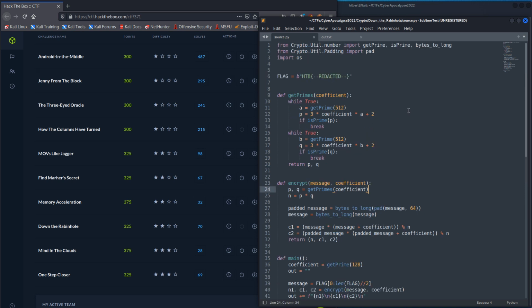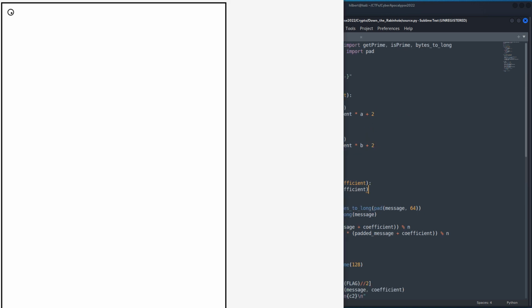So what I want to show is if we look at how P and Q are made, P is equal to 3 times, let's just call it capital P sub 1 for just some random 512-bit prime, times the coefficient, which we know is 128 bits. Q is the same thing. It's a different 512-bit prime. And then we know N is the product of P and Q.